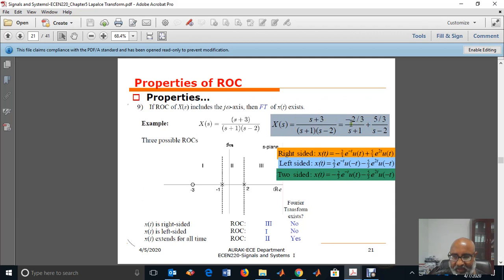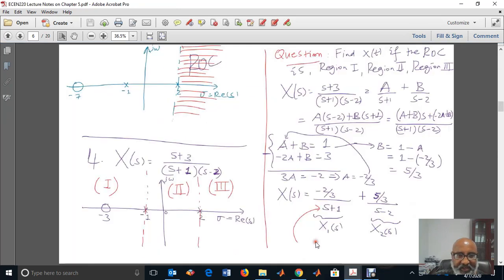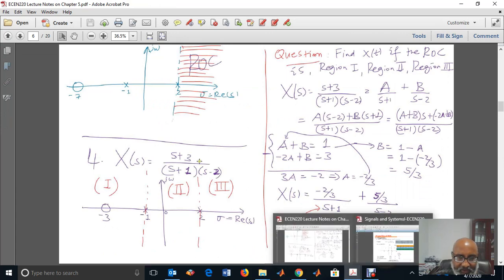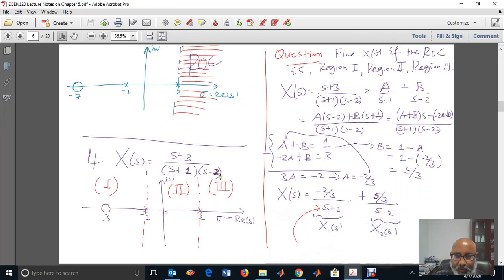So I have A over s + 1, B over s - 2, where A is -2/3 and B is 5/3. Maybe I have it here in the class notes. Let me check. I think it is the same problem. So (s + 3) over (s + 1)(s - 2). I do partial fraction expansion here: A over s + 1, B over s - 2. So A times (s - 2), B times (s + 1).